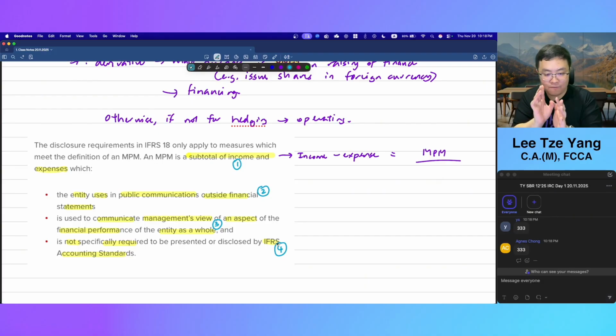First, IFRS 18 never says you need to do MPM. No, they never say that. IFRS 18 just says, if you have MPM like this, you look here. If you don't have, no need.